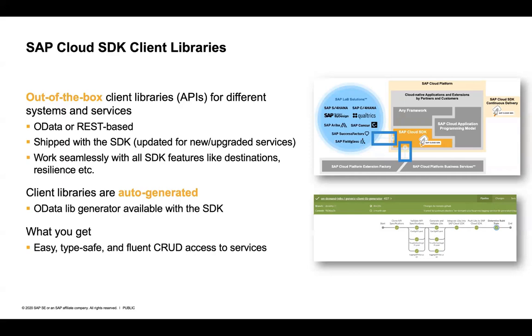With these libraries, what you get is a type safe and a fluent access to these services, whether it's create, read, update, or delete. We have this generator generally available for OData based libraries or OData based services. For the REST based services, we use it internally so far only, but would also like to ask you, as Jordan mentioned, your feedback would be crucial to help us make this decision, whether the REST-based library generator should also be generally available as part of the SDK.